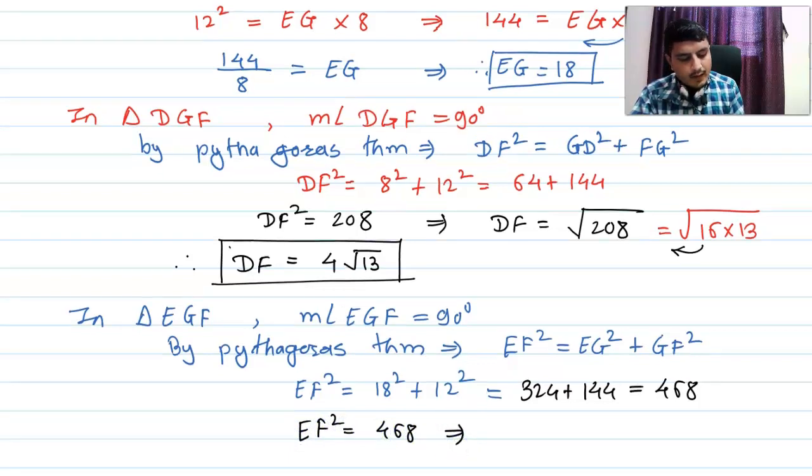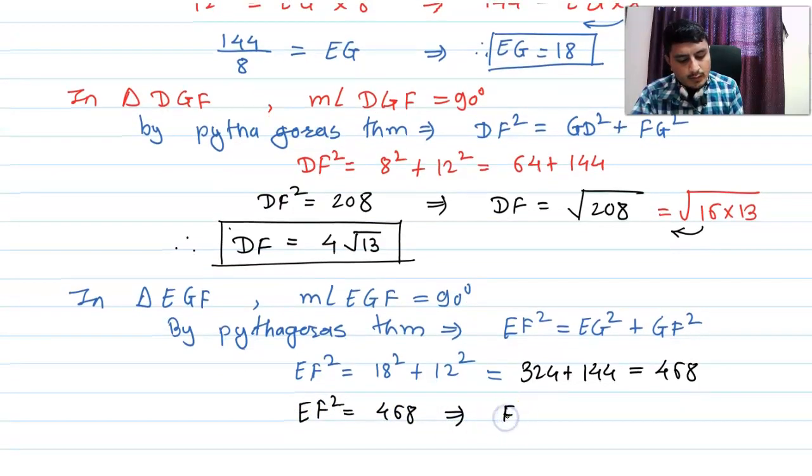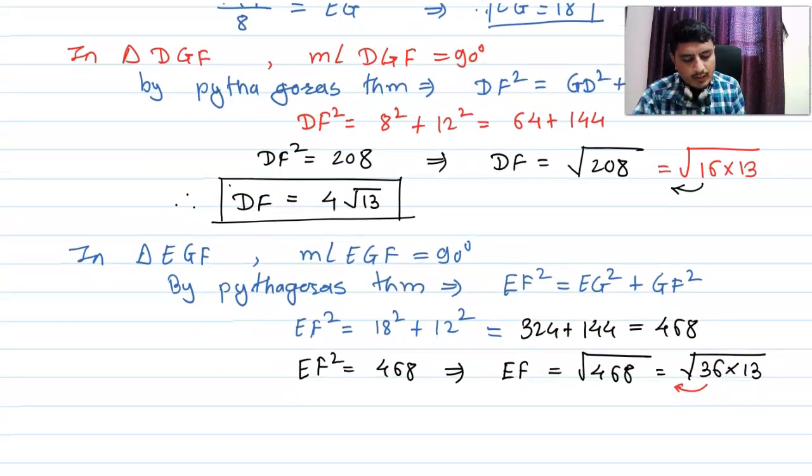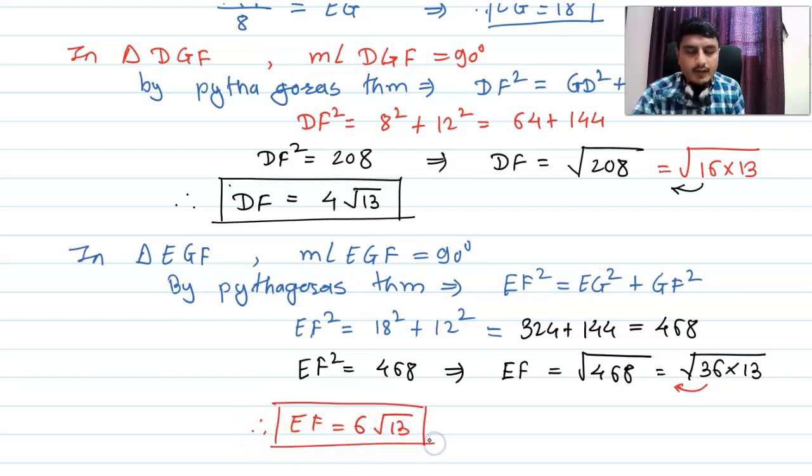To evaluate the value of EF, taking square root on both sides, EF squared's square root, we have EF equals root of 468. Now we can write 468 as 36 into 13. Once we take 36 outside the square root, that means square root of 36 we have 6 into root of 13 as it is. So therefore the value of EF we are getting is 6 times root of 13.